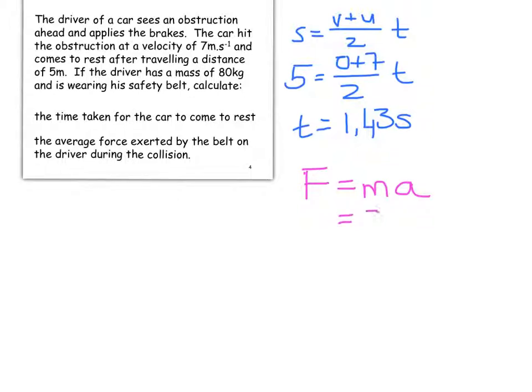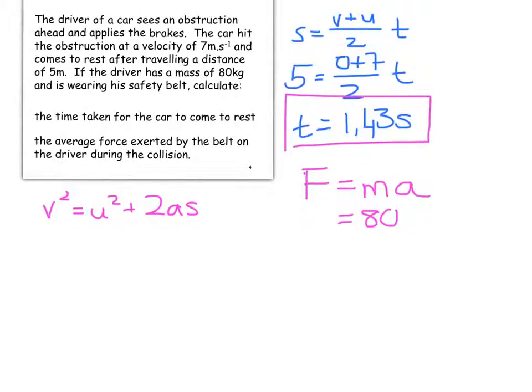I know the mass of this driver, he's 80 kilograms, or she's 80 kilograms, and we're looking for an acceleration. So we're going to have to use an equation of motion: v squared equals u squared plus 2as. I don't want to carry my mistake, a potential mistake, from the time over there.